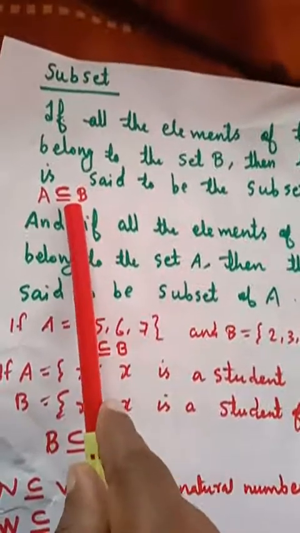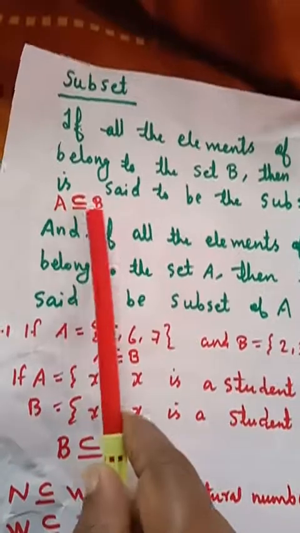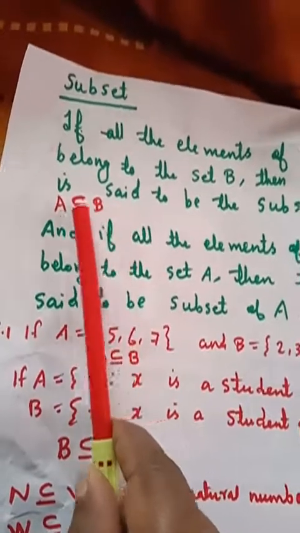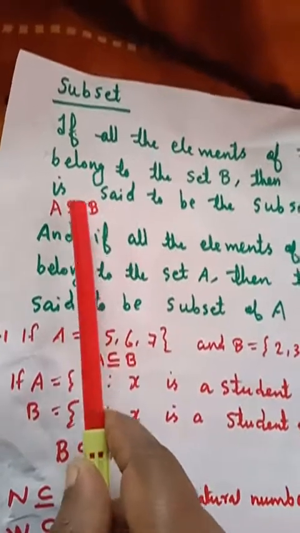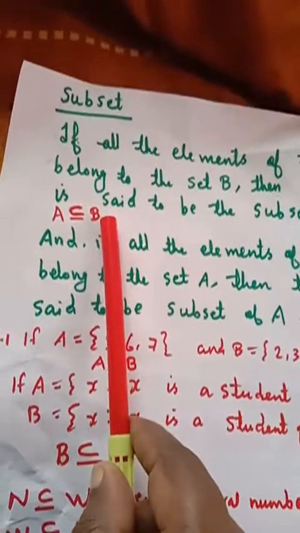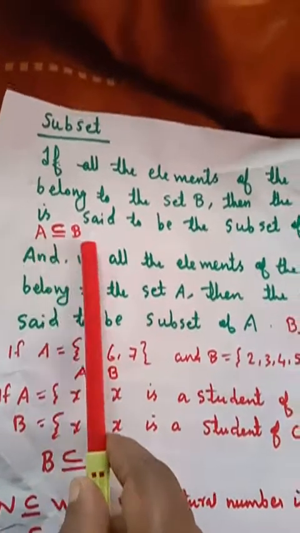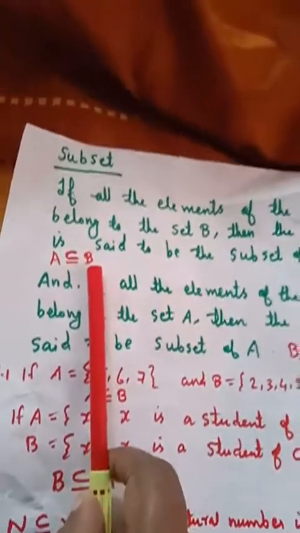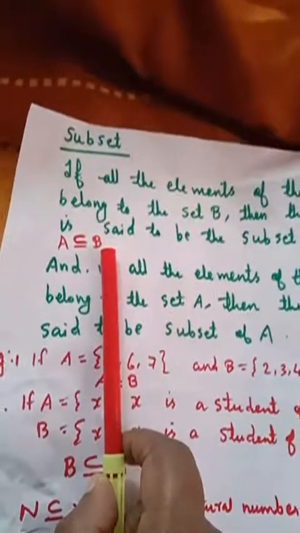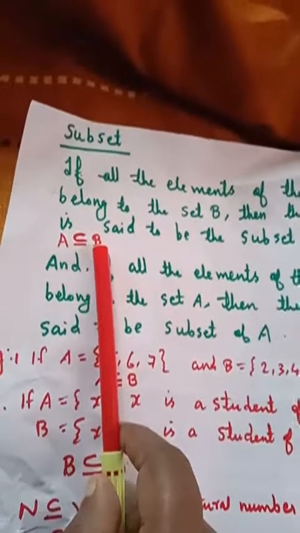This is the notation for subset: A subset of B, or A contained in B. A contained in B means all the elements of set A are in set B. Then we can say that A is a subset of B, or A is contained in B.